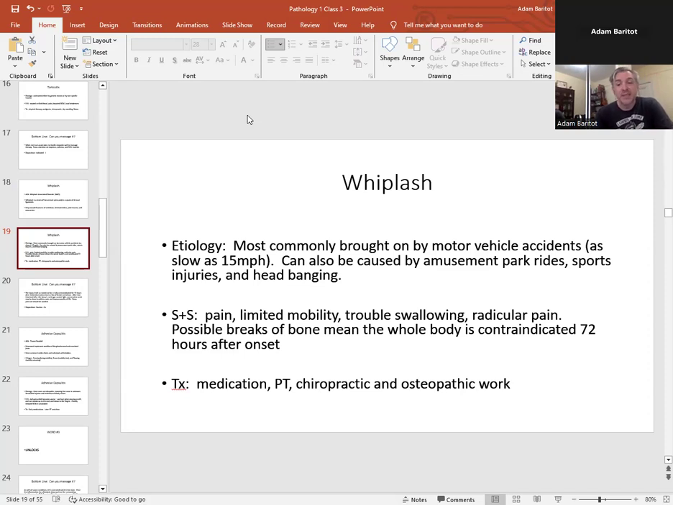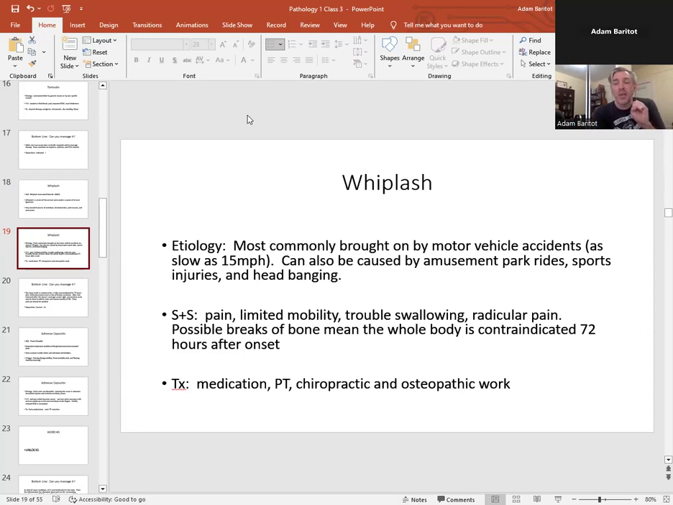Now, why is that? This is often because the muscles of your neck will clamp down in order to protect against any possible broken bones. It is advised that your neck is x-rayed before you proceed with any kind of massage treatment. Certainly, no treatment is provided in the first 72 hours for massage. So that is why that is listed here.